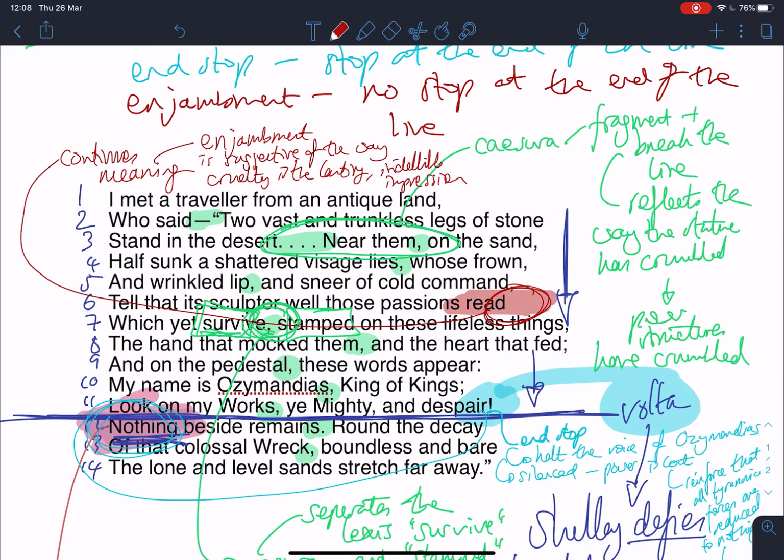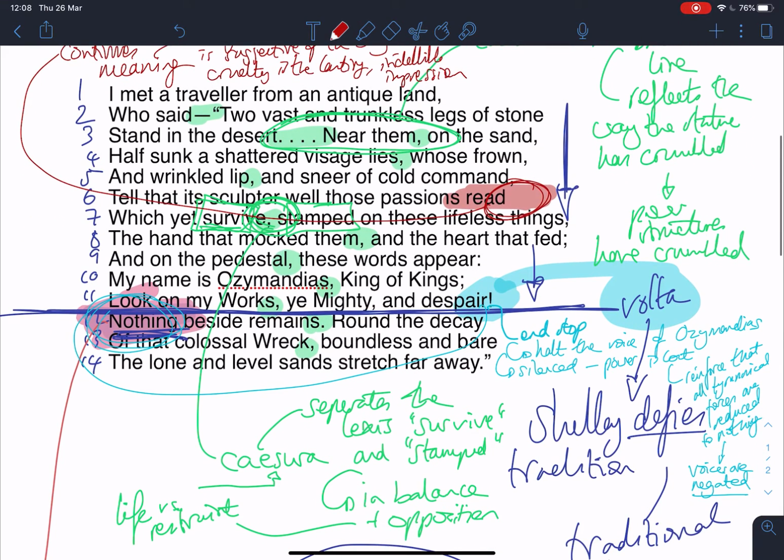And it probably then plays on to the idea down here where we have that separation, the lexis survive and stamped. Yes, the cruelty survives. Yes, the cruelty continues on. But it's also reduced, it's also restrained, it's also destroyed, but by time and by history instead of by the dictator. So that gives you a flavour for some of the structural devices that happen in this poem.